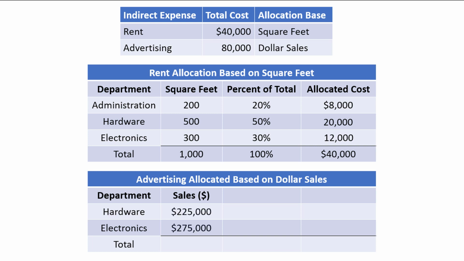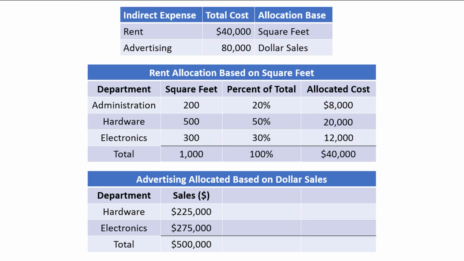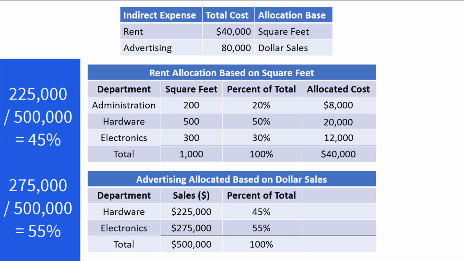$225,000 plus $275,000 gives us the total sales of $500,000. We use these same sales numbers as previously, as they were given to us in the previous slide. We then divide each department's sales by the total of $500,000 to get 45 and 55%.